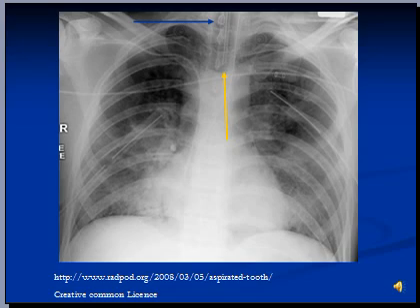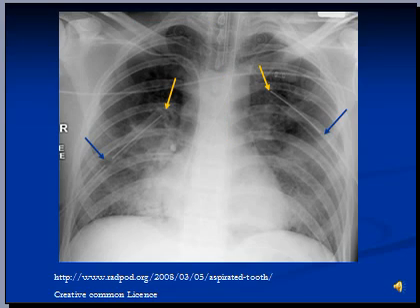Now the bifurcation of trachea is usually at the level of T6, sixth thoracic vertebra. If the tip of the endotracheal tube is above bifurcation, it is said to be in satisfactory position.